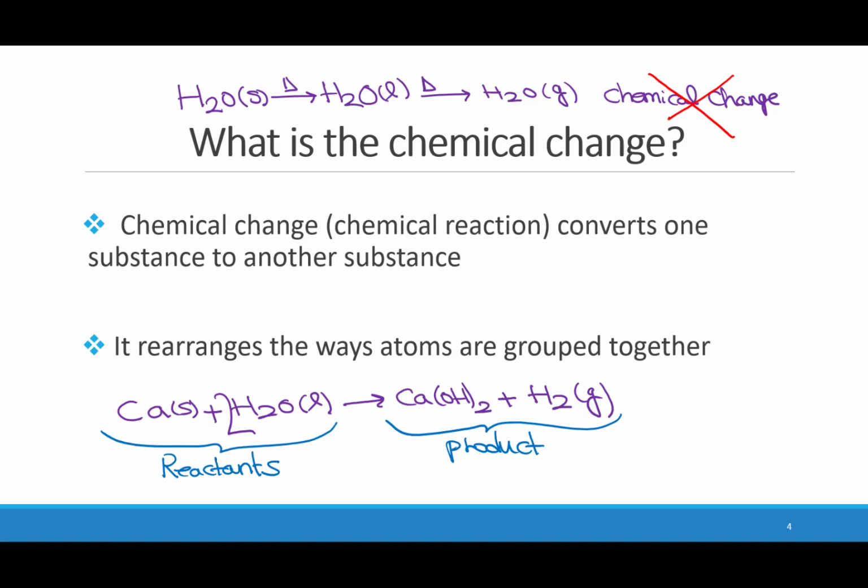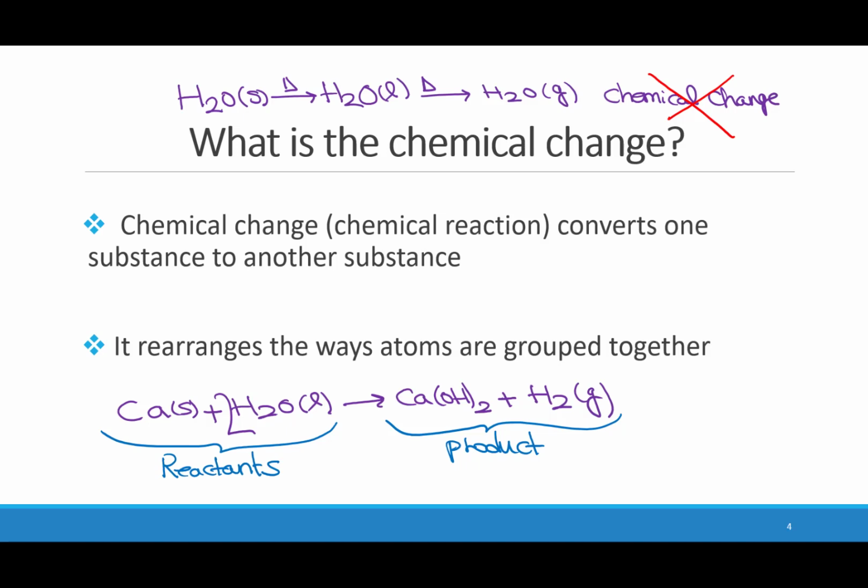If you look at this particular example, calcium reacts with liquid water and it produces calcium hydroxide and hydrogen gas. As you could see, these reactants reacted together and they produced products. We also have rearrangement of the atoms. Calcium is on its own, hydrogen is bonded, two hydrogens to one oxygen, and we will have calcium hydroxide and hydrogen gas. These are all indications of a chemical reaction, which leads to chemical change.